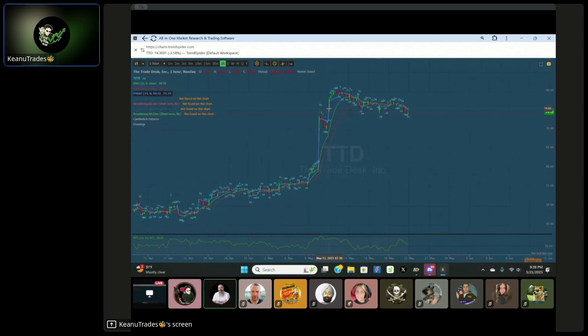Mm-hmm. Look, here's a gap right here that you've already entered. So what do we know about gaps? We know that gaps like to be filled at some point in time. That puts you down to the 71 area here, 71.80. And that's on the hourly.